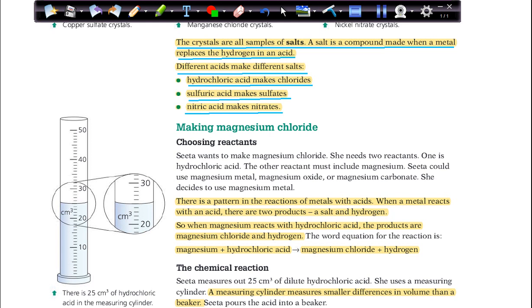So chlorides, sulfates and nitrates are salts. So how can we make magnesium chloride here? First, you have to choose the reactants. You have different choices to use. You have to use hydrochloric acid, okay, to get chloride, and you have to choose the other reactant. So you have to choose something with magnesium. So are you going to use only magnesium metal or a magnesium compound? Okay.